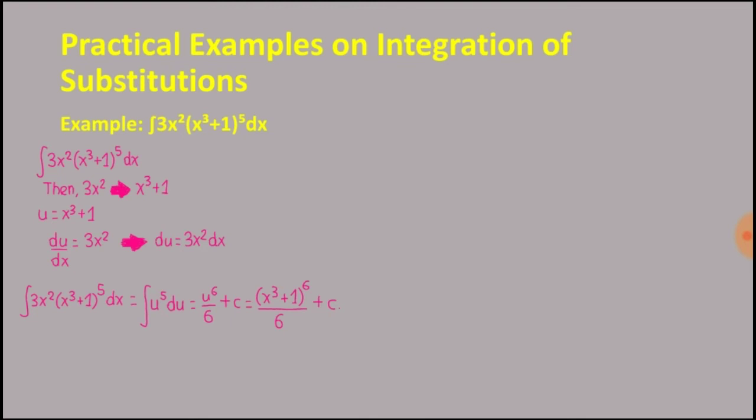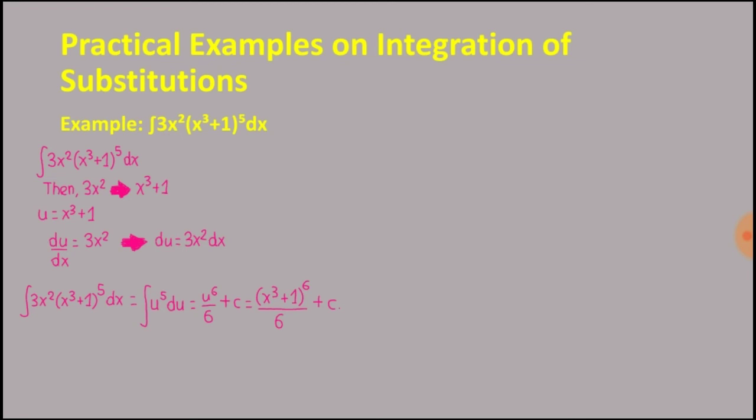Here is a practical example of integration by substitution. Example: the integral of 3x squared times x cubed plus 1 to the power of 5 dx. Then 3x squared must be multiplied by the exponential, x cubed plus 1. Let u equal x cubed plus 1. Then du over dx is the derivative, 3x squared. So du must be 3x squared dx.